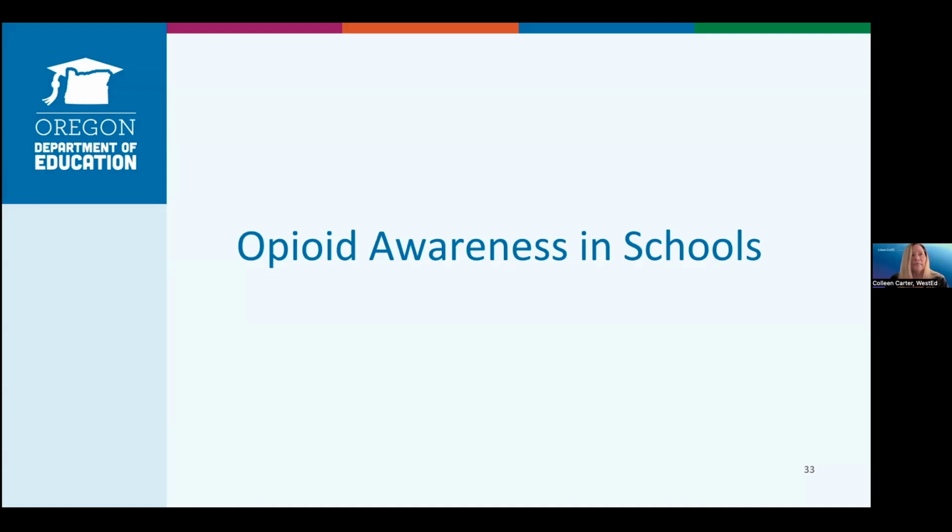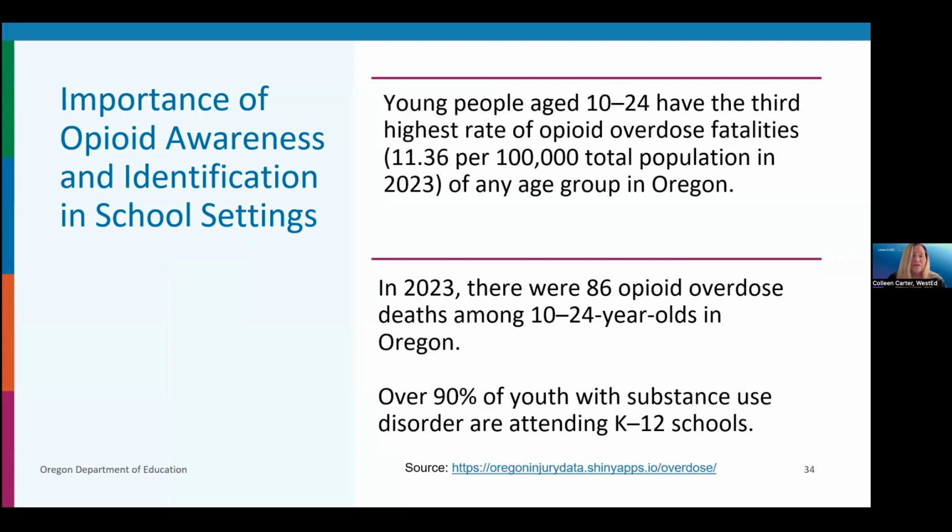I want to talk a little bit about the importance of opioid awareness and identifying it in the school setting. So we have some statistics here. The most recent statistics were for 2023. We don't have 2024 yet. But what's really important to understand here is that young people aged 10 through 24 have the third highest rate of opioid overdose fatalities of any age group in Oregon. And in 2023, there were 86 opioid overdose deaths among 10 to 24-year-olds in Oregon as well.